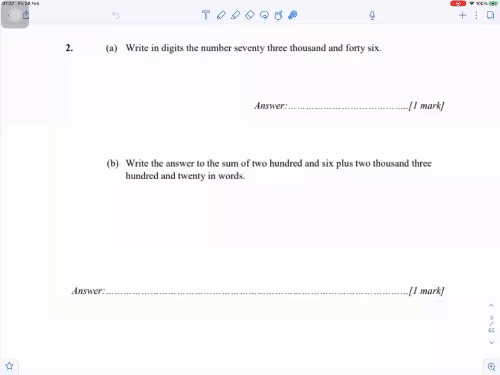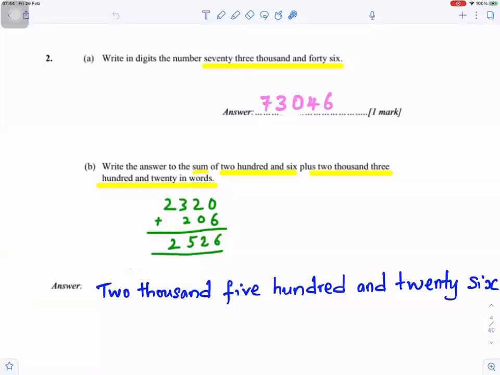Question number 2. Write in digits the number 73,046. And part B, write the answer to the sum of 206 plus 2,320 in words. So write in digits the number 73,046. So you have 73,046. That's how you write it.